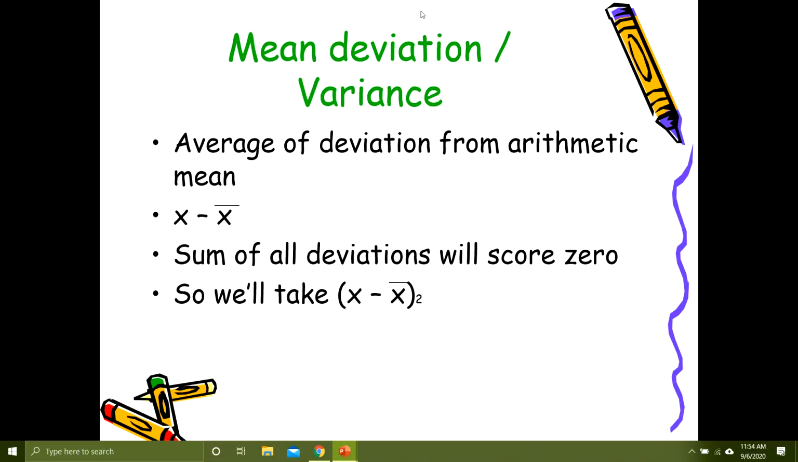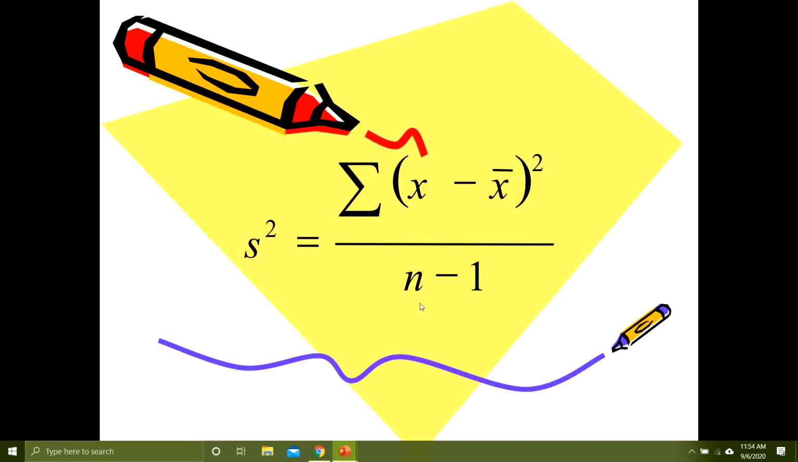While talking about the mean deviation, this is the average deviation from the arithmetic mean. It is calculated by x minus x bar. The sum of all deviations will always score 0. So I have to now take the square of all the observations. I will take x minus x bar whole square to calculate the mean deviation, which is now known as variance.